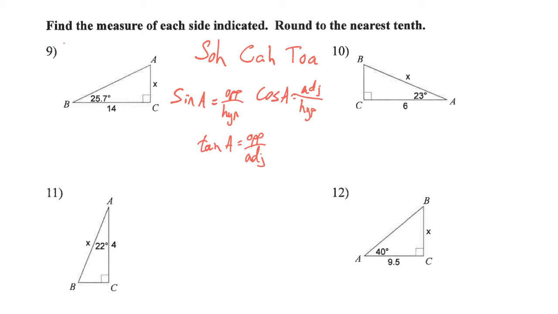So you just need to pick out which pieces they give us. All right, so here's our angle down the bottom left. So there's the opposite because it's across from it. There's the adjacent. So that tells us that we're going to use the tangent. And then just set it up. Tangent 25.7 equals opposite on top, x over the adjacent on the bottom. So x over 14.